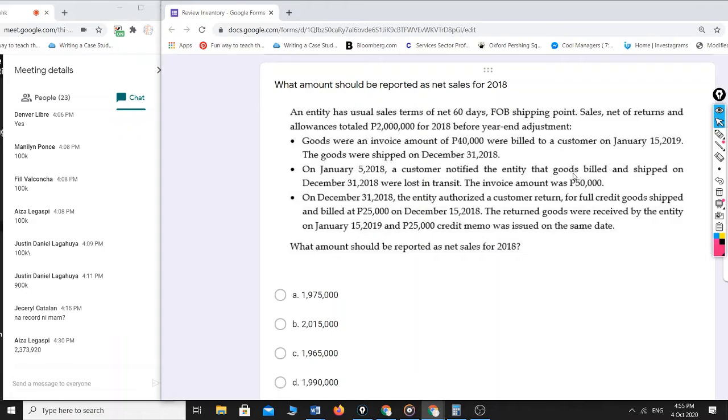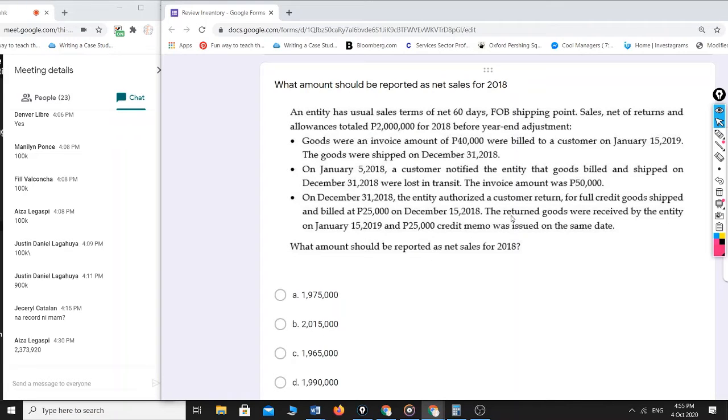Ang remedy ni customer, of course, mayo siya og reimbursement from the katong ga-deliver. So, that is what we refer as claims from shipment. Okay? So, okay na ning second item.